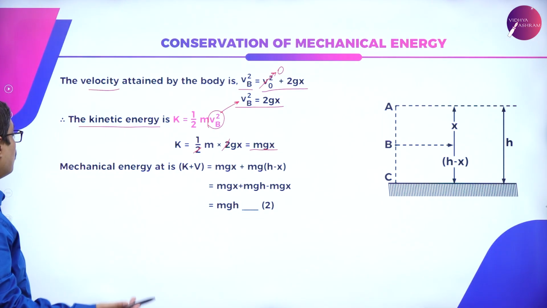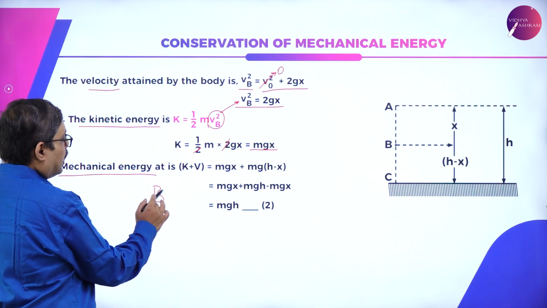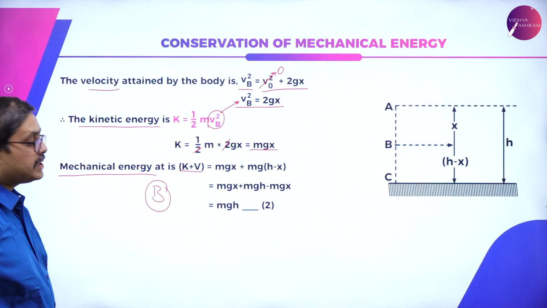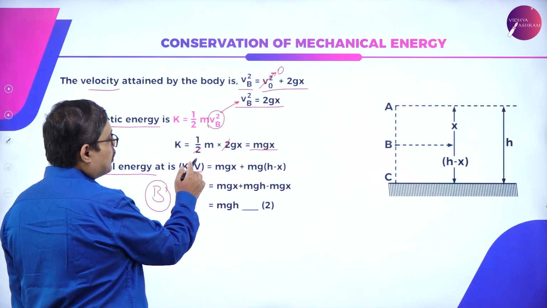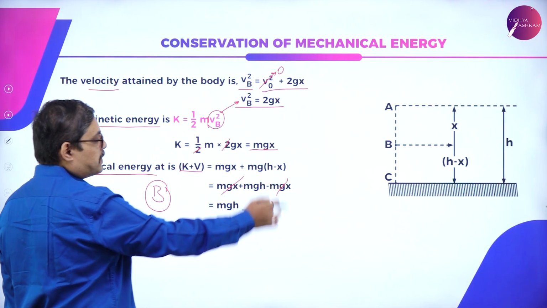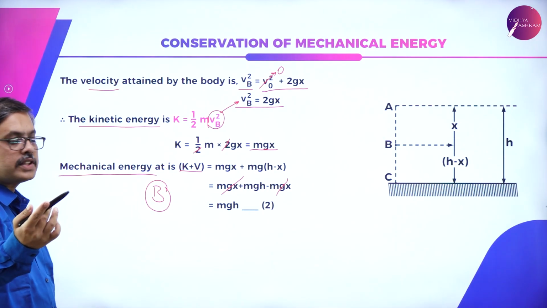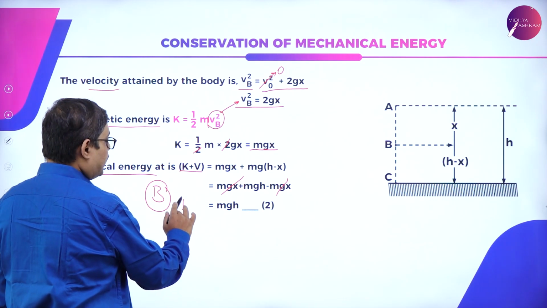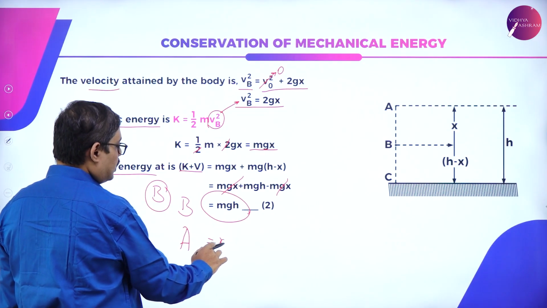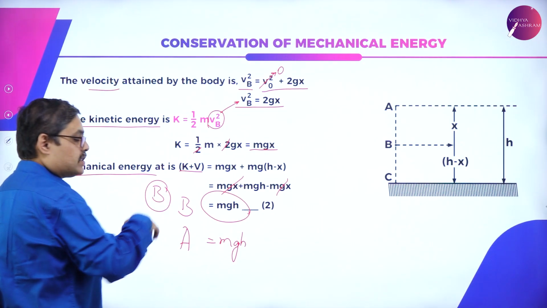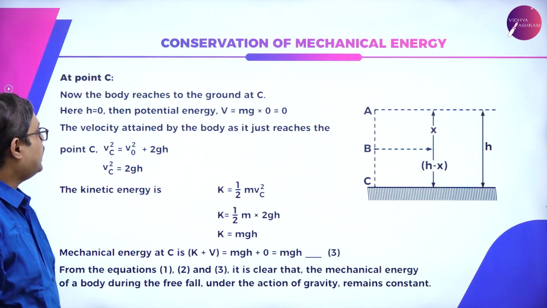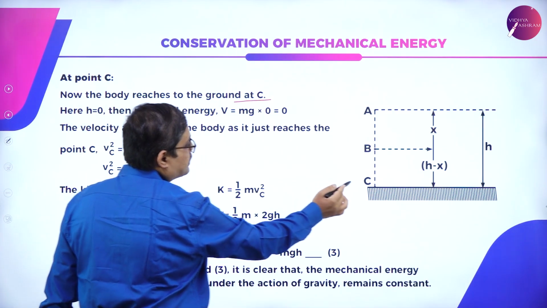So what is the total mechanical energy at point B? At point B, the total mechanical energy is a combination of kinetic energy plus potential energy. Kinetic energy is mgx. Potential energy is mg into h minus x. If I expand, I get two expressions of mgx, one with positive sign, one with negative sign. They get cancelled. So at point B, the total mechanical energy is once again mgh. Please remember, at point A also it was mgh. Now let us check what is the total mechanical energy at point C. At point C, the body reaches the ground. It is at ground level.